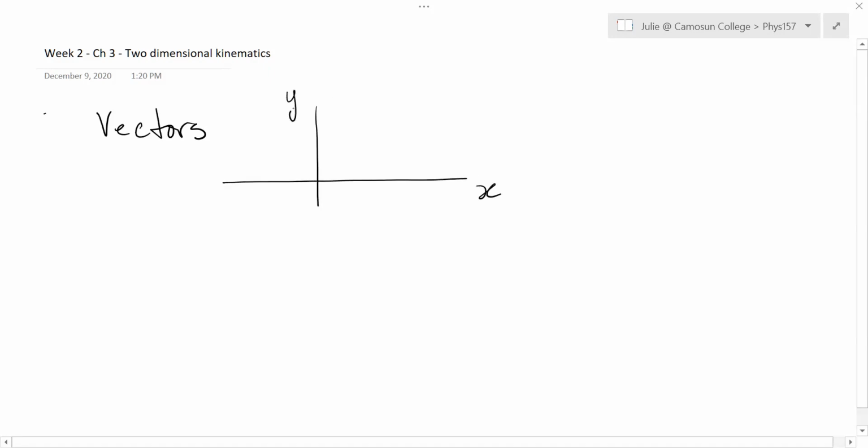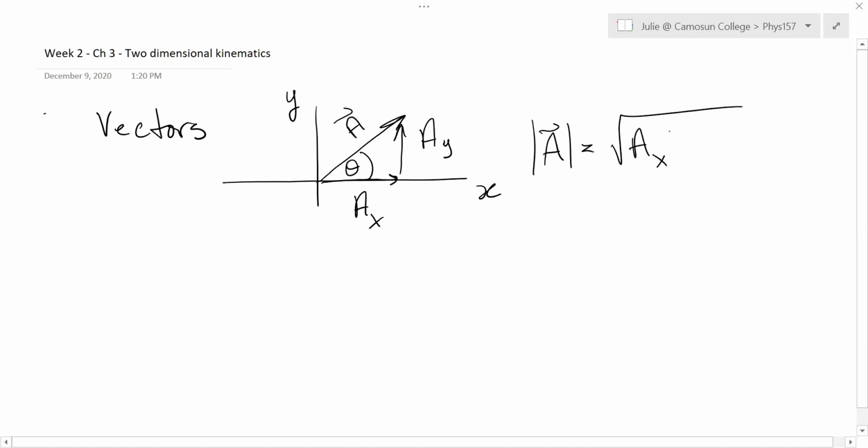So we'll have our XY coordinate system, and any vector A can be broken into what are called the components, which are AX and AY. And this involves simple trigonometry, Pythagorean theorem, that the magnitude or the length of the A vector is the square root of the X component squared and the Y component squared. The angle theta can be found using tan AY over AX.